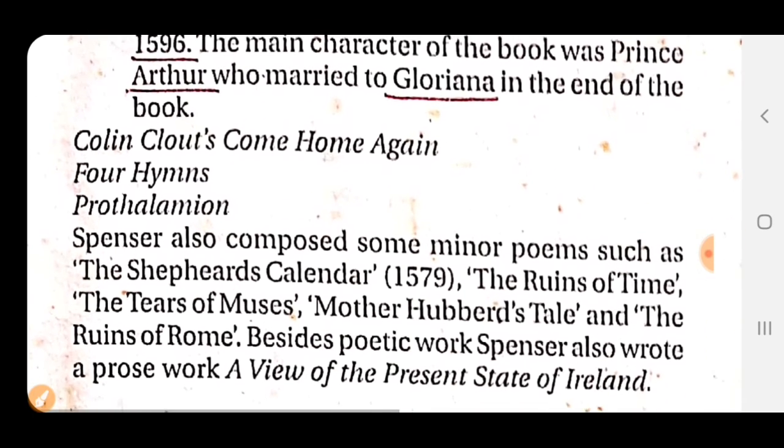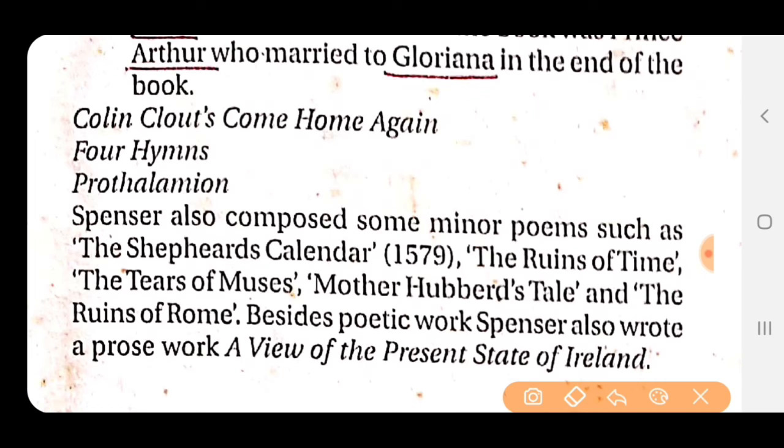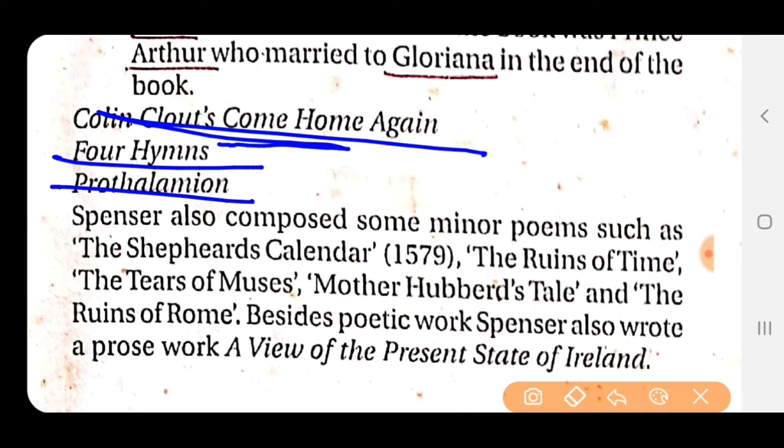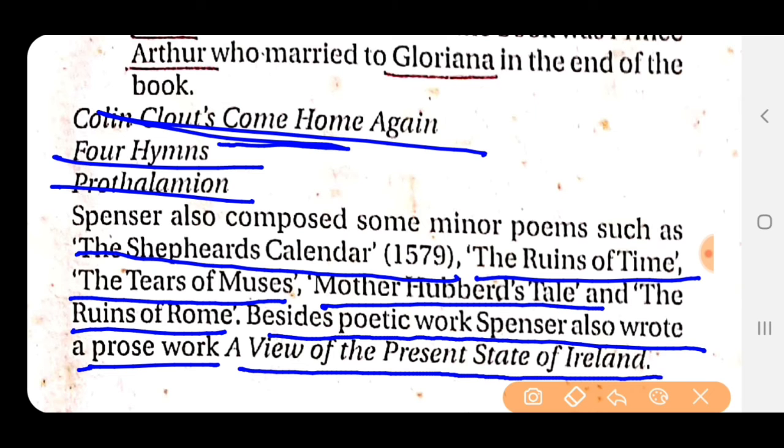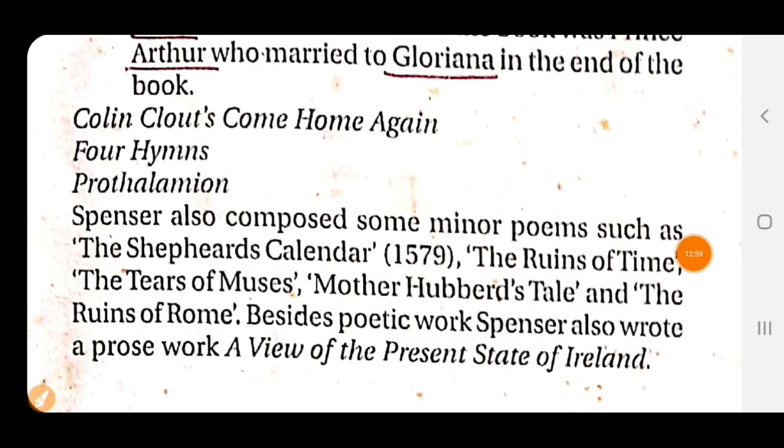The next book written by Edmund Spenser is Colin Clout's Come Home Again. Four Hymns, Prothalamion. Spenser also composed some minor poems such as The Shepheardes Calender. And this date is also remarkable, the actual beginning or flowering of the Renaissance in England. The Ruins of Time, Tears of the Muses, Mother Hubberd's Tale, and The Ruins of Rome. Besides poetic works, Spenser also wrote a prose work, A View of the Present State of Ireland. So this one is very important.